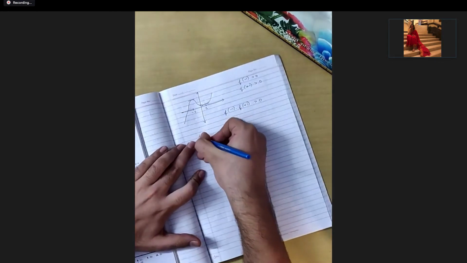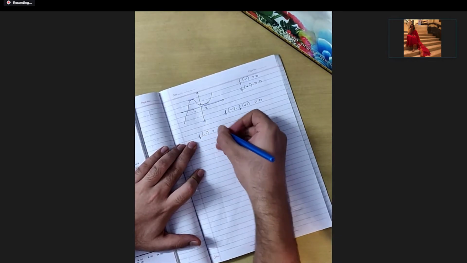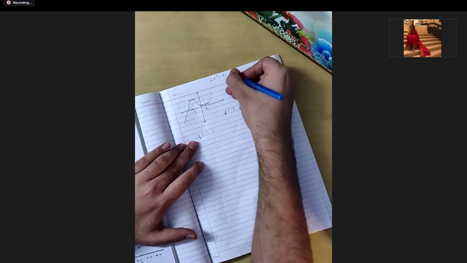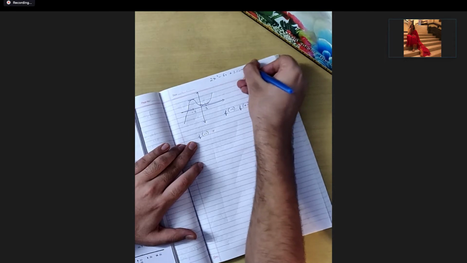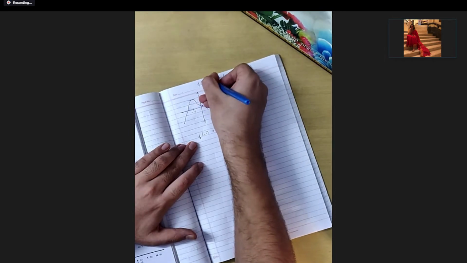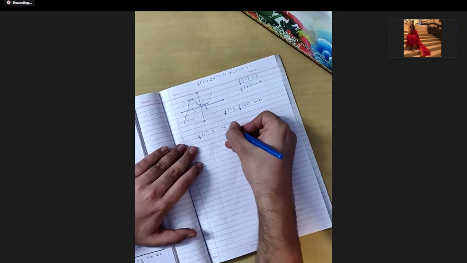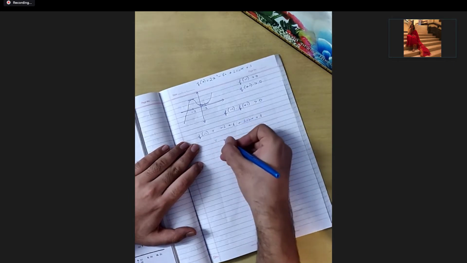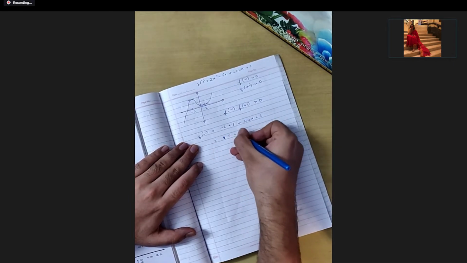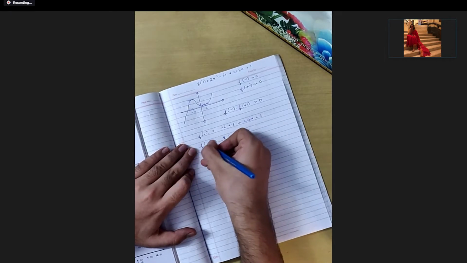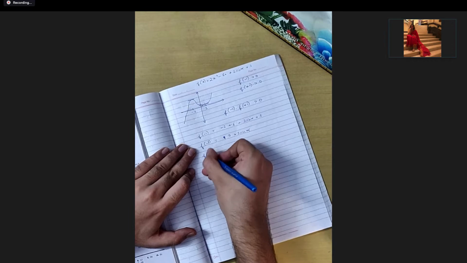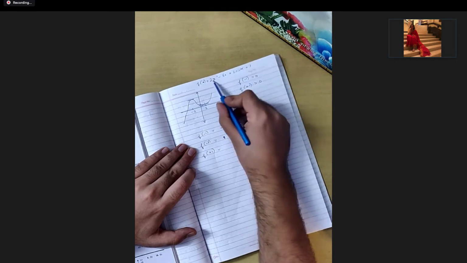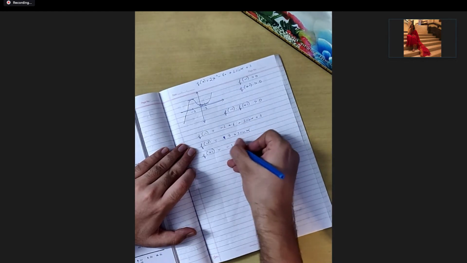So f of minus 1: if you substitute minus 1 in the equation, f(x) was 2x cubed minus 6x plus 2 sin alpha plus 3. So f of minus 1 will be minus 2 plus 6 plus 2 sin alpha plus 3. This is 4 plus 3, that is 7, plus 2 sin alpha. And f of plus 1 will be 2 minus 6 plus 3. So 2 plus 3 is 5, 5 minus 6 is minus 1. Minus 1 plus 2 sin alpha.